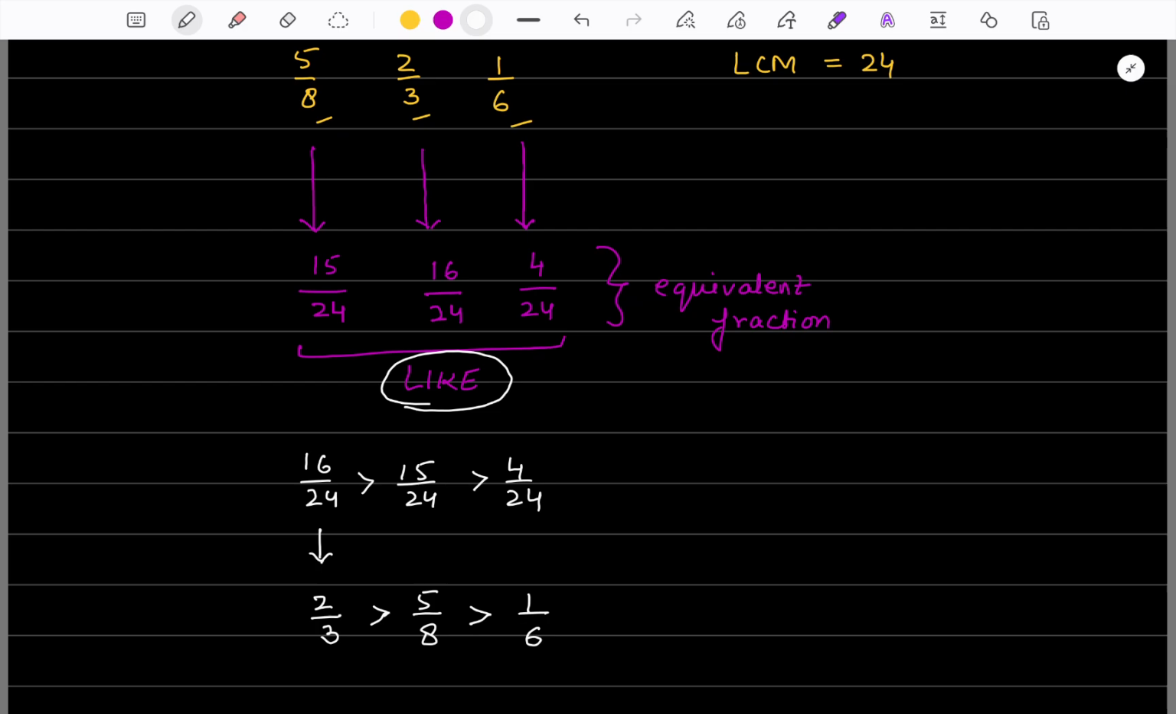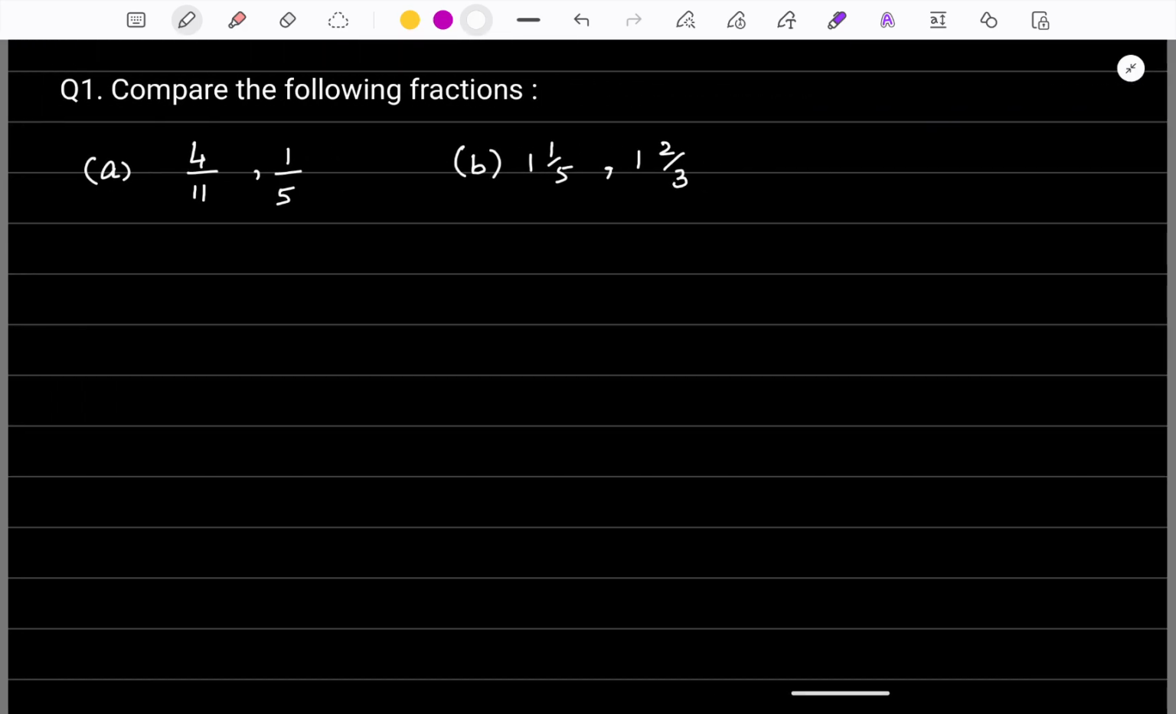Now once we have understood this, let's move on and take up some questions here to understand them in a better way. So the first question is compare 4 by 11 with 1 by 5. Now here we have two fractions, 4 by 11 and 1 by 5. So we can solve this by cross multiplication. So how do we do that?